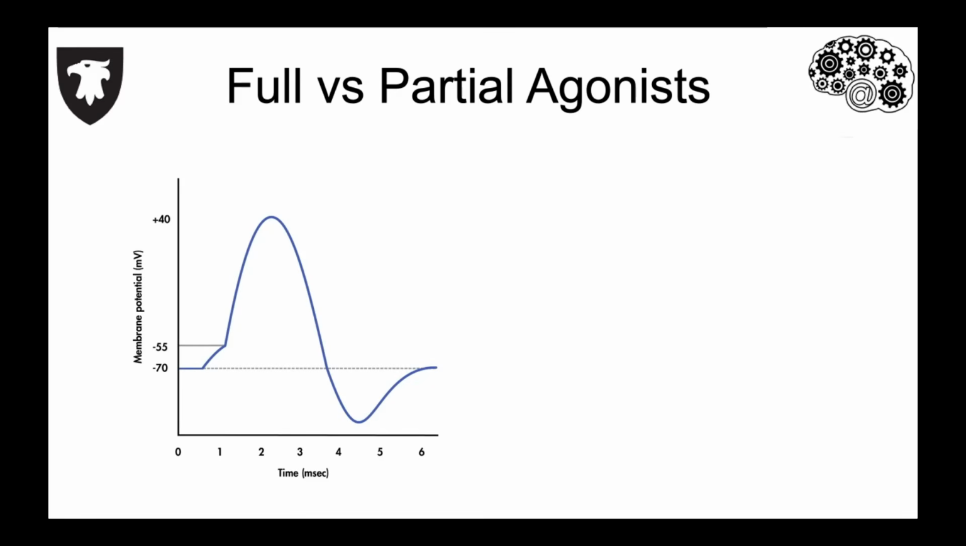On the left is a graph representing the membrane potential over time for a neuron during an action potential. In this case, the neuron begins with a resting membrane potential of -70 millivolts, and receptor activation causes a depolarization. When the membrane potential reaches the threshold of -55 millivolts, the voltage-gated sodium channels are activated, and an action potential is triggered. If we consider this depolarization and action potential to be the result of full activation of the receptor, then any agonist that triggers this level of response is said to be a full agonist.